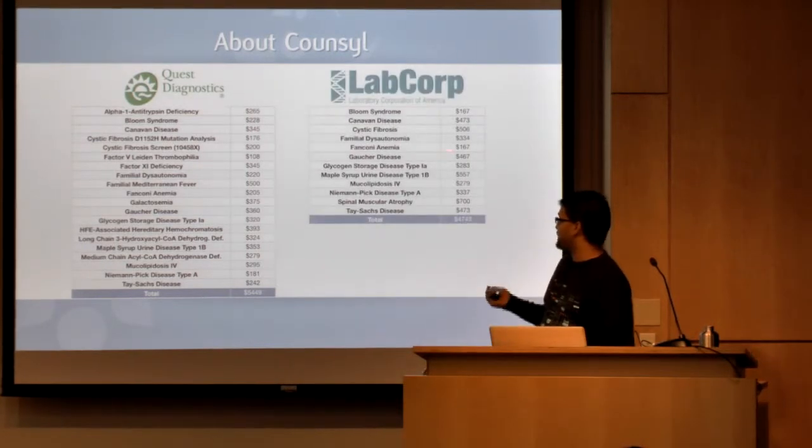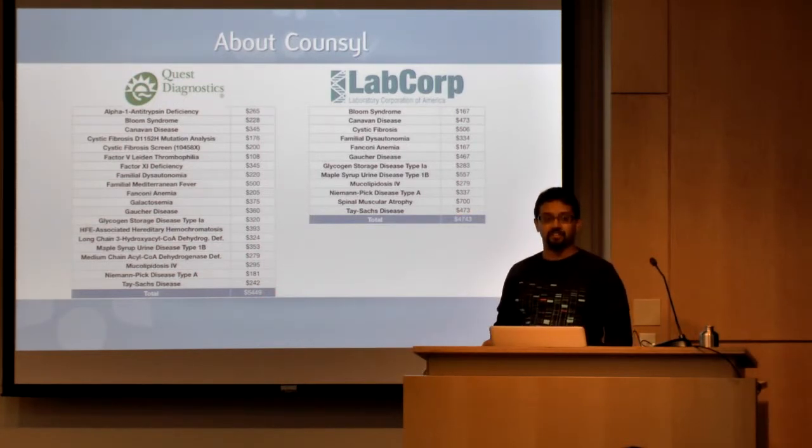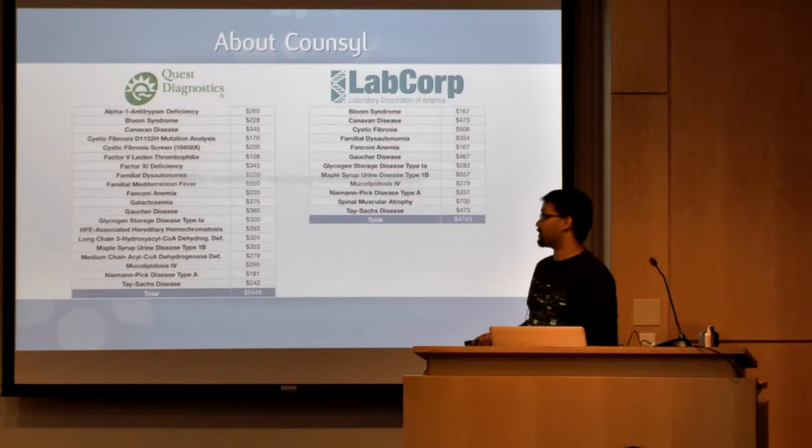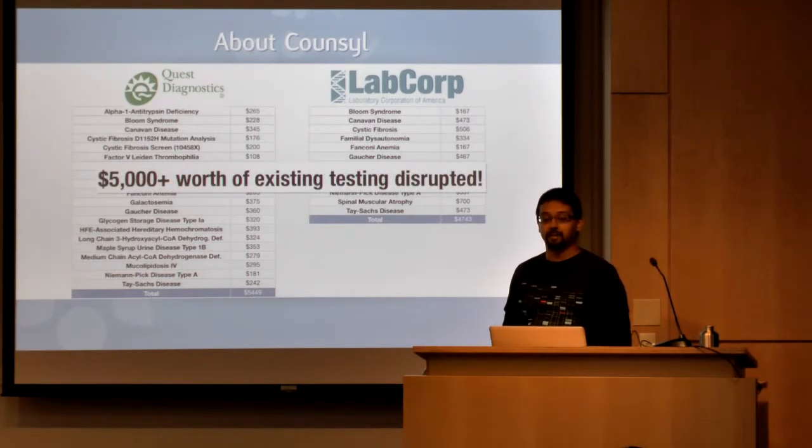Similarly for LabCorp, you get the same sort of amount. So you're talking about $5,500, $4,700 for panels of 15 to 30 diseases from Quest or LabCorp. The cash price for our test is $349. So really, you're talking about a huge difference. What we've been able to do is disrupt over $5,000 worth of existing testing.